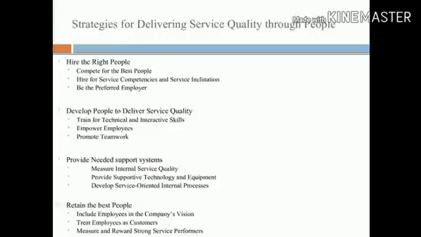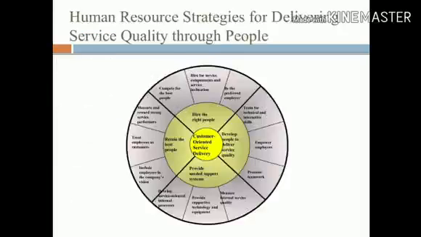Strategies for delivering service quality through people. Hire the right people. Develop people to deliver service quality. Provide needed support systems. Human resource strategies for delivering service quality through people.